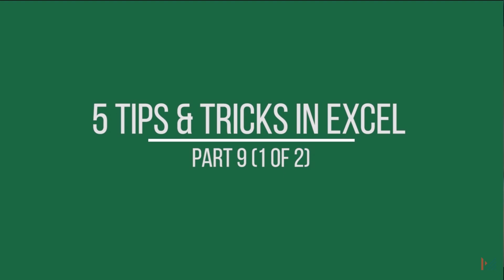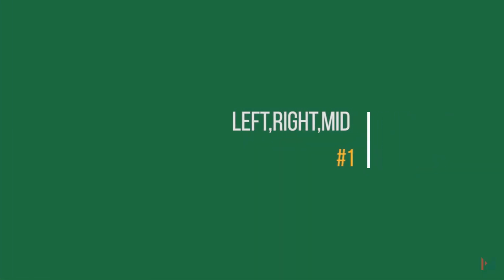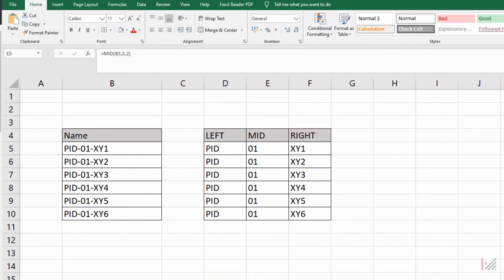Today we will be dealing with text functions in MS Excel. This video is divided into two parts. This is part number 1. Tip number 1, left, right and mid function. We can use this function to extract characters from a cell which has text.